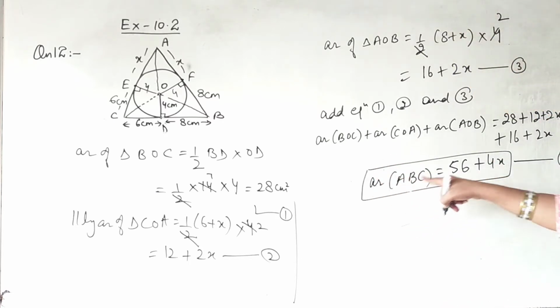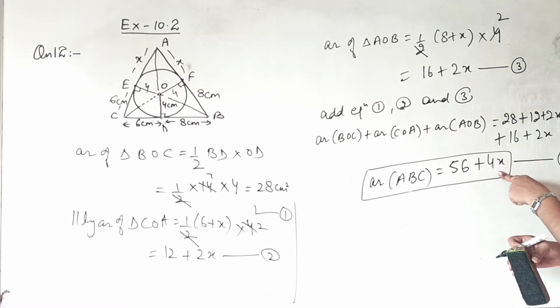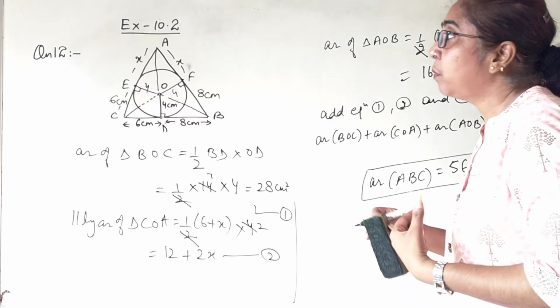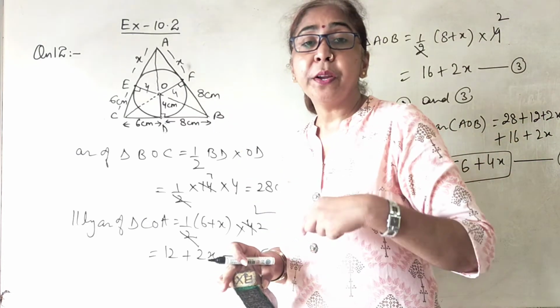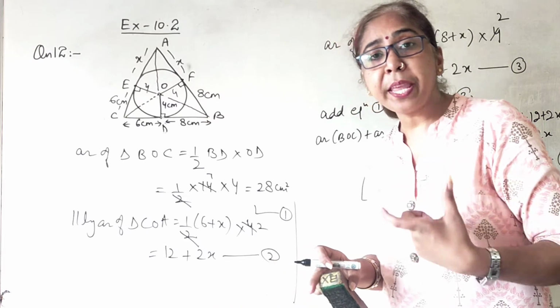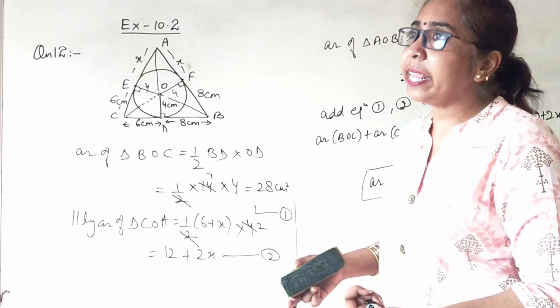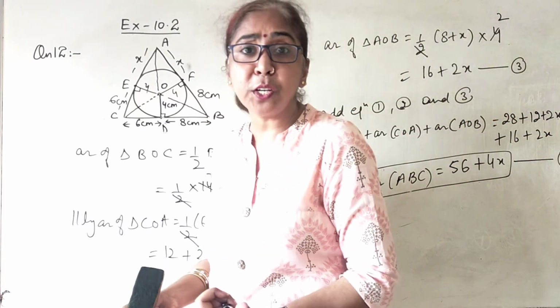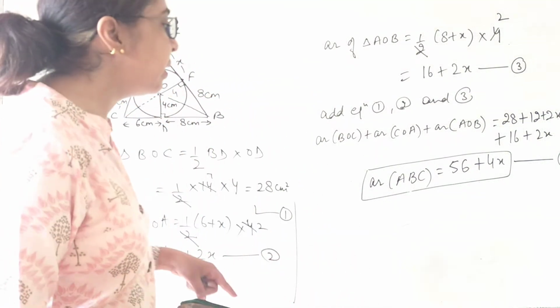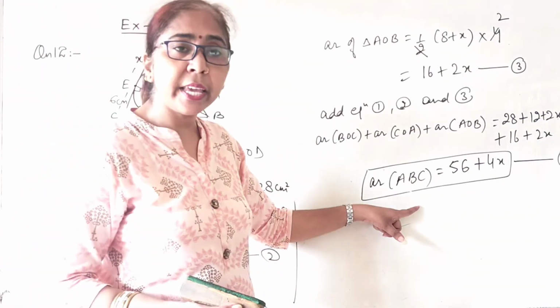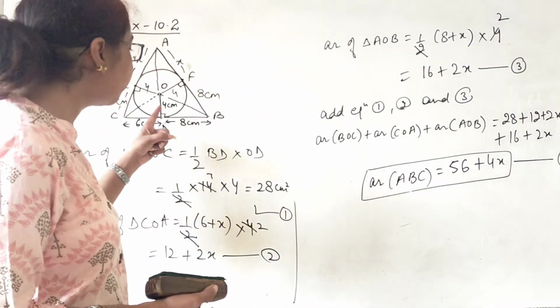The area of triangle ABC is now 56 plus 4x, but it is in terms of x, and I want to get the value of x. For getting the value of x, I want to make an equation. For making an equation, I have to find some situation, right? That's why I'm telling you, this is the area of triangle ABC by adding these 3 triangles.